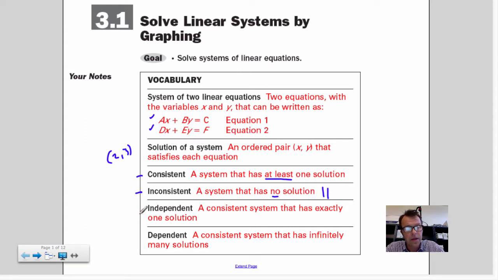And then on top of that, we call a system independent, a consistent system that has exactly one solution. So systems are consistent and independent if there's one solution, and systems are called consistent and dependent if it has infinitely many solutions. Infinitely means just unlimited. There are 2, and this typically is when 2 lines are given and they are the same line. So it's sort of disguised in the equations, and we have an example coming up for that.